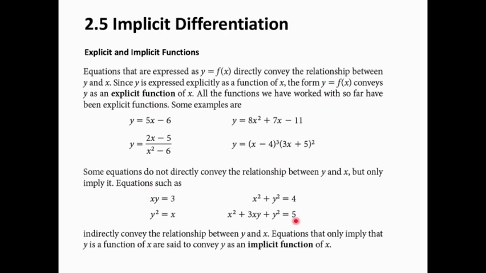Now, the majority of the time that we use implicit differentiation is usually because we have an equation that does not represent a function. So, for example, a circle, x squared plus y squared is equal to r squared. So, not always, but usually we use implicit differentiation when we're dealing with equations that don't represent a function.